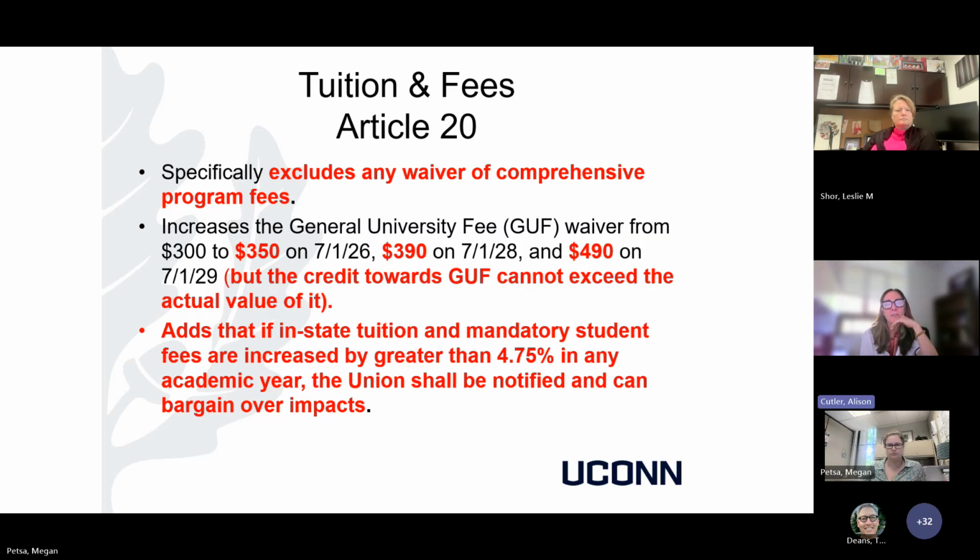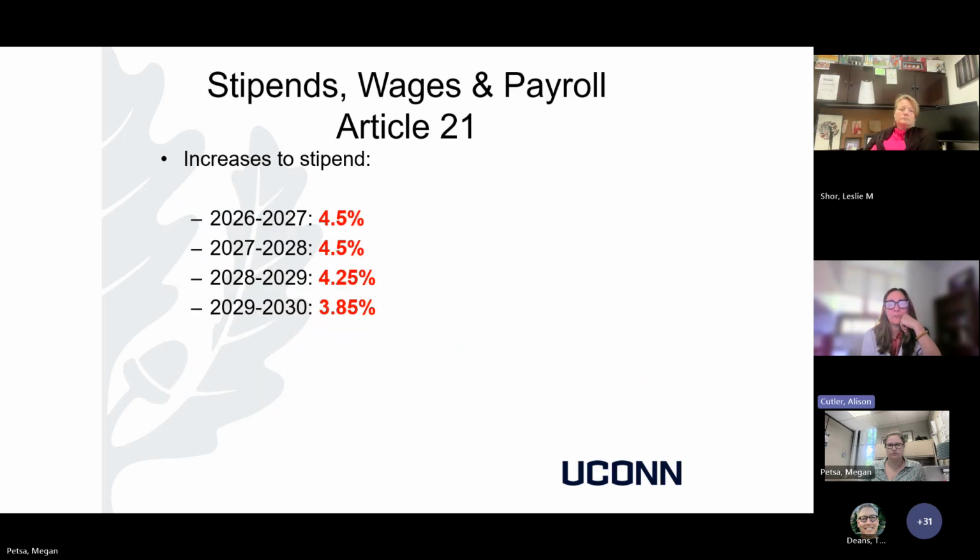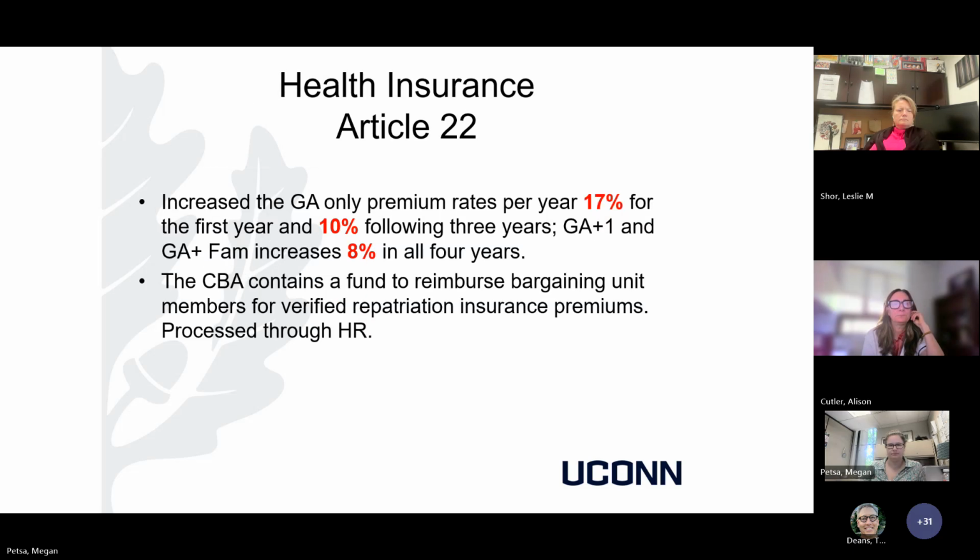And then there is language in there that if in-state tuition and mandatory student fees are increased by greater than 4.75% in any academic year, they shall be notified, and then we would bargain over any impact. They can bargain over any impact. So that was added. And then these are their increases to their stipend. Go to the next one.